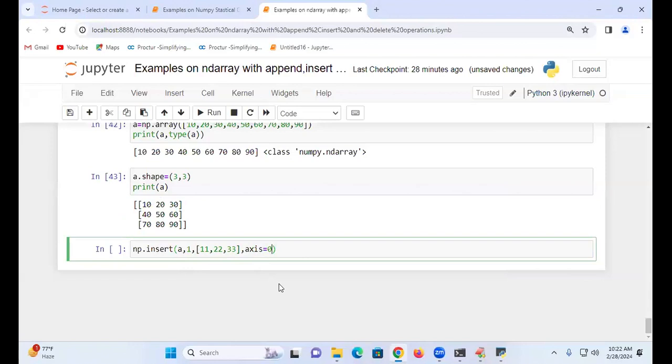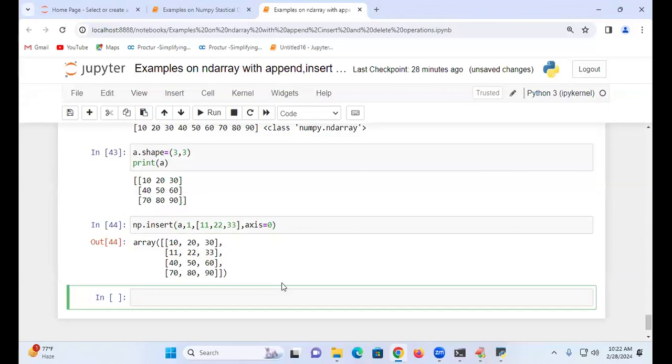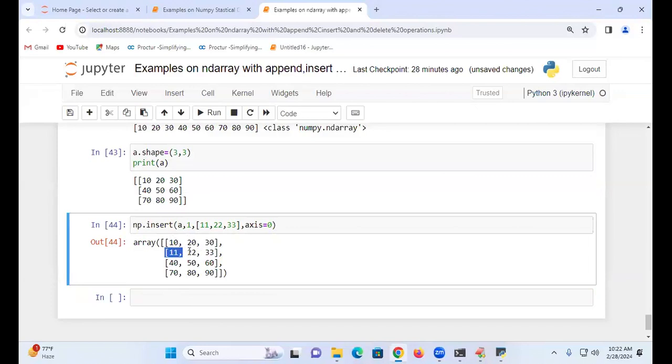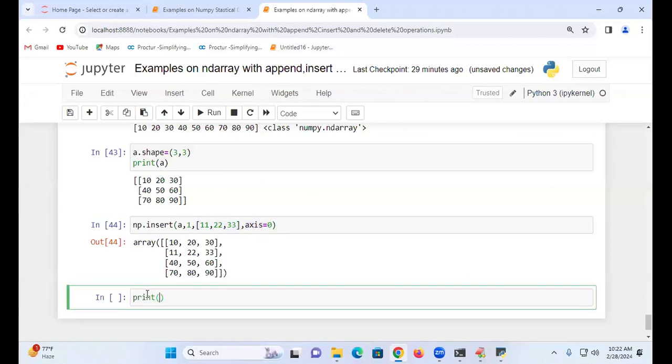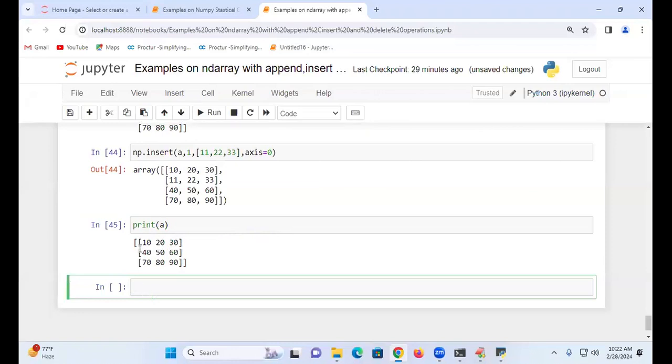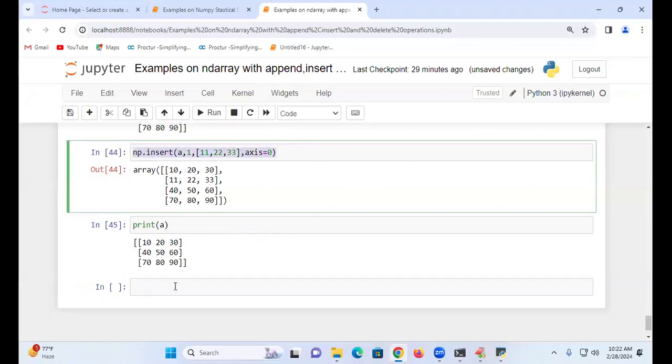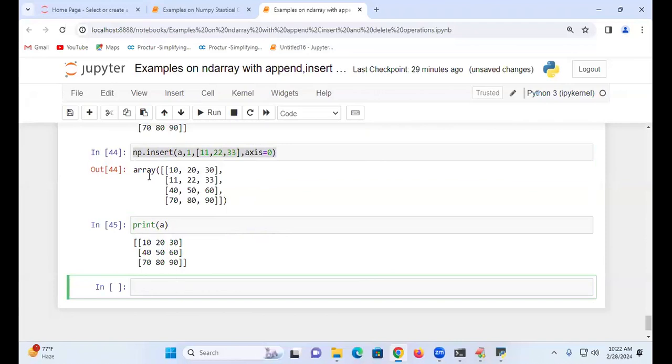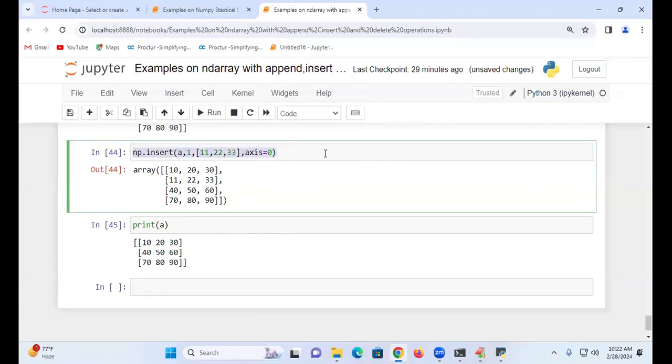That is actually which style? C style. So C style is nothing but row things. So try to see 11, 22, 33. Is it coming down as a new row or not? This is related to inserted row. What is the major criteria here? Axis. So print A will print the original data. If you make it permanent, then here I want to make it permanent.